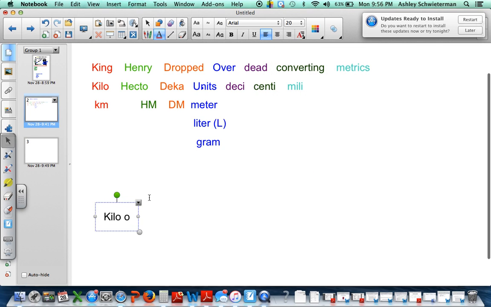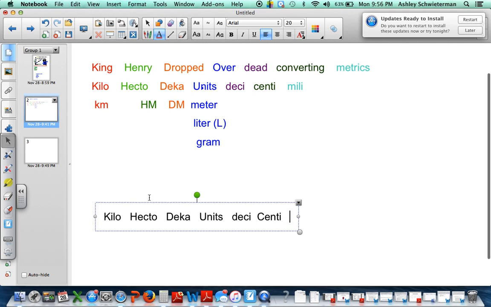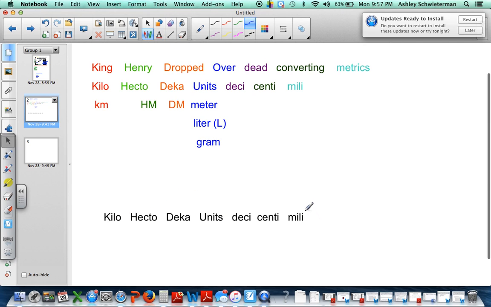Kilo, hecto, deca. Then there's the units, and that's all of them. Meter, liter, gram. Deci, centi, and milli.